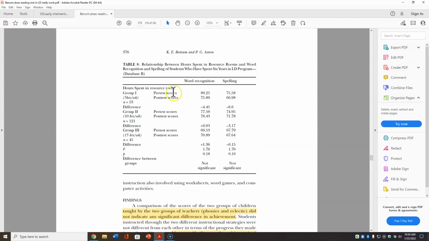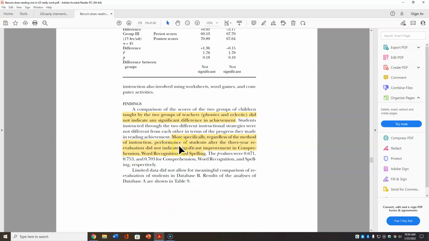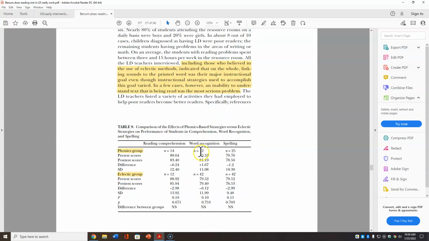Okay, it's going to direct us to, here we go, Phonics Group. Okay, and this is done a little bit differently. Comprehension pre-post went down in phonics and went down in recognition. Eclectic, that went down, that stayed the same.